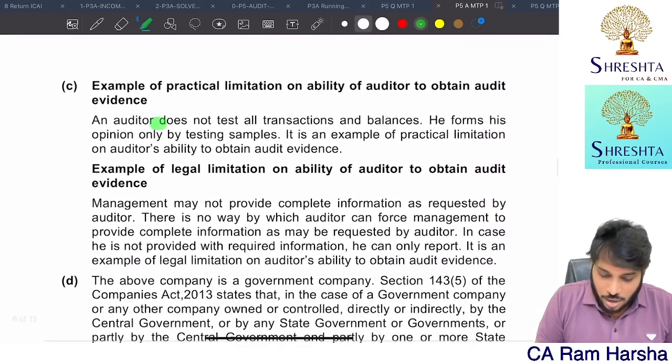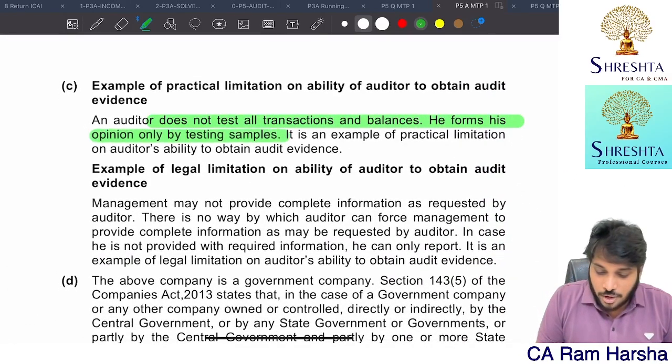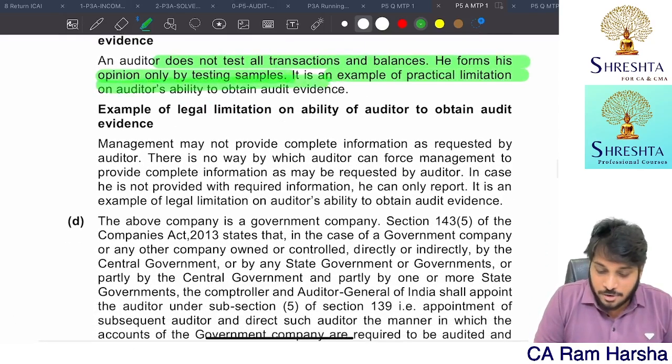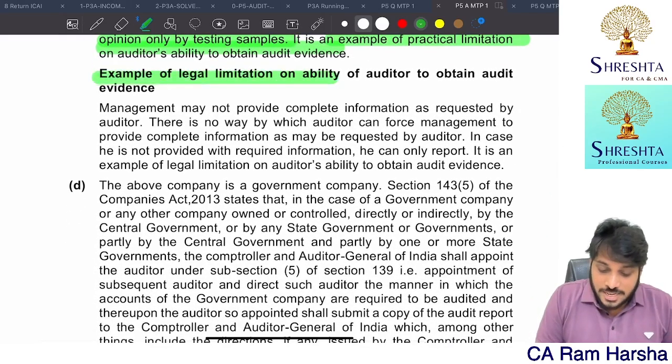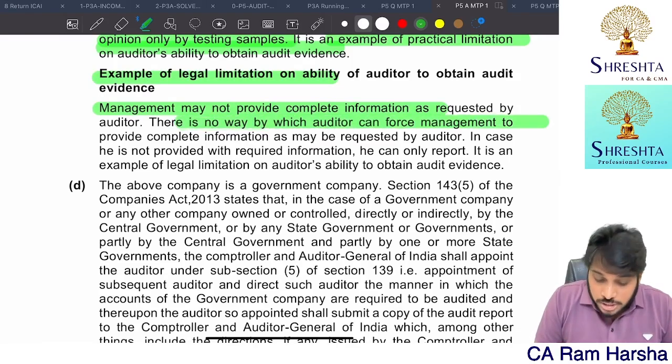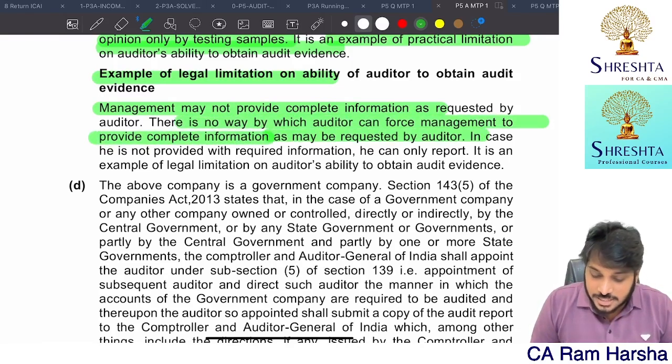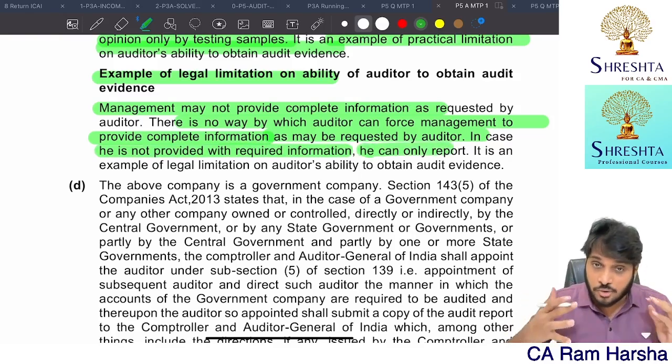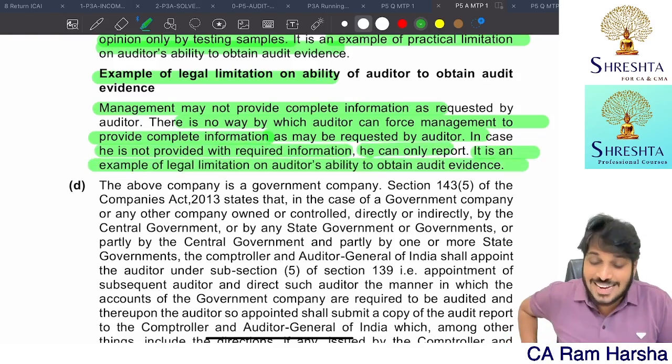Example of practical limitation: an auditor does not test all the transactions. He forms an opinion based on only a sample. Example of legal limitation: management may not provide complete information. There is no way the auditor can force the management to provide complete information as requested. So in case it is not provided, he can only report about the same.